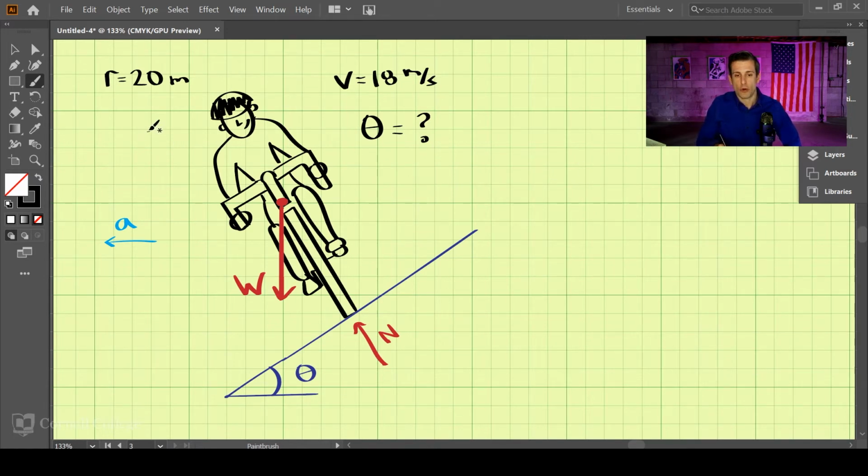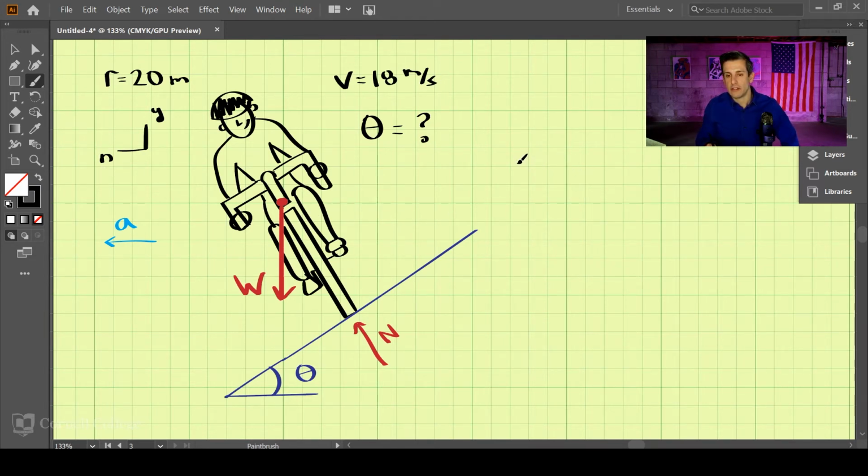So I'm going to pick a coordinate system. And the coordinate system here, I'm going to say up is y. And to the inside of the corner, where we're accelerating, I'm going to call that the normal direction, with the letter n.